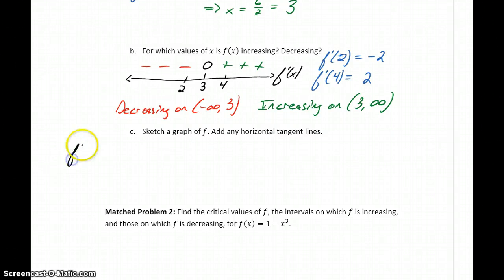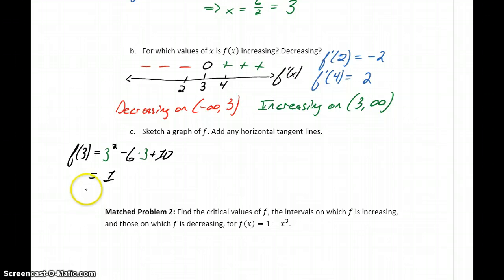So in this case, we know that we have this critical value at 3. So we can go back to our original function and evaluate 3 squared minus 6 times 3 plus 10, which is going to give us 1. So the point of interest that we want to plot here is going to be the point 3, 1. So that's our critical value.